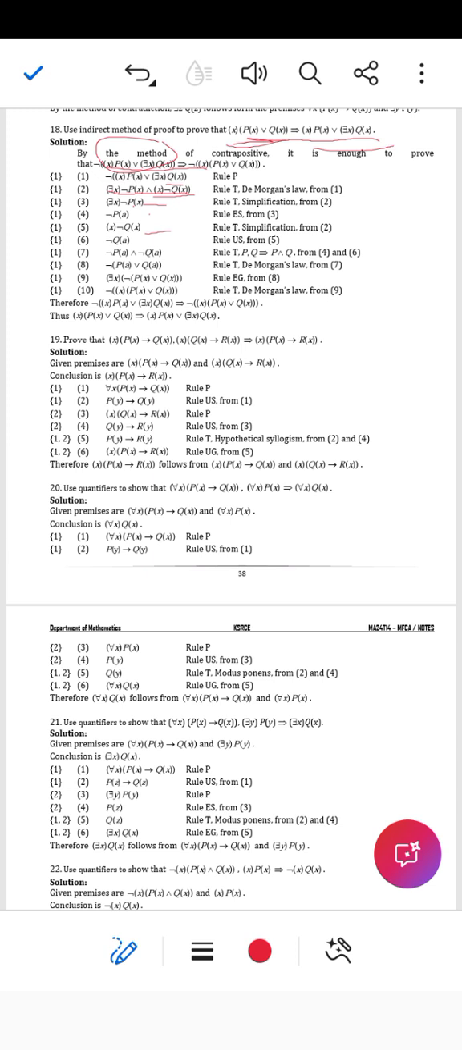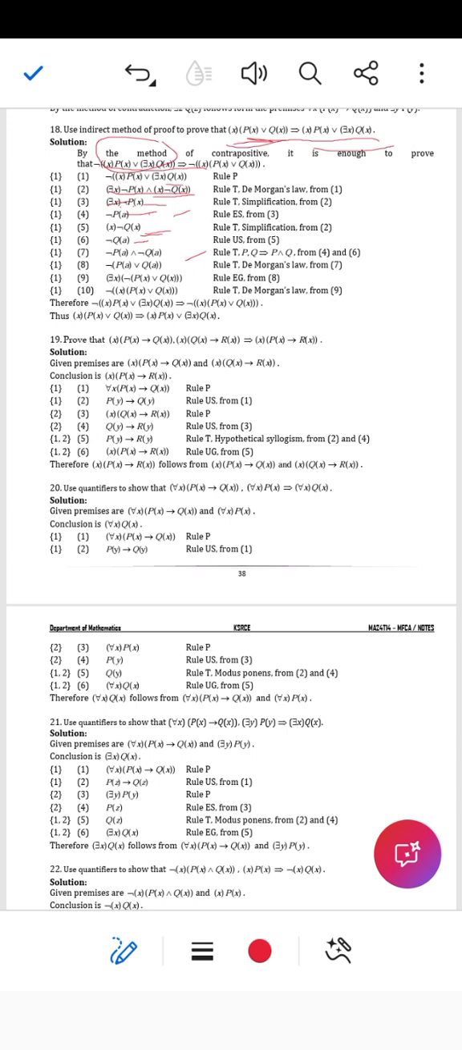Now using the simplification rule in the second step, it can be split into two terms: there exists x negation P of x, and also for all x negation Q of x, in the third step and fifth step. Now from the third step, using the rule existential specification, because the third step contains an existential quantifier, we remove this quantifier using the rule ES. So we get negation P of A in the fourth step.